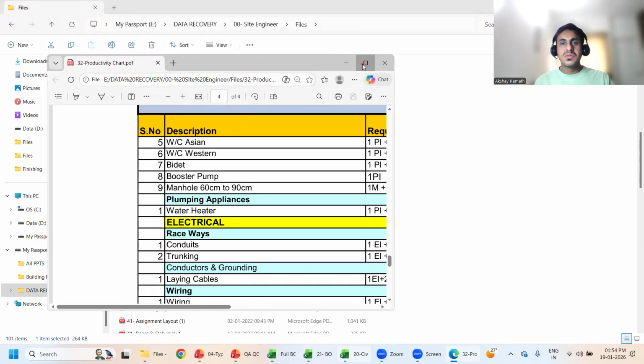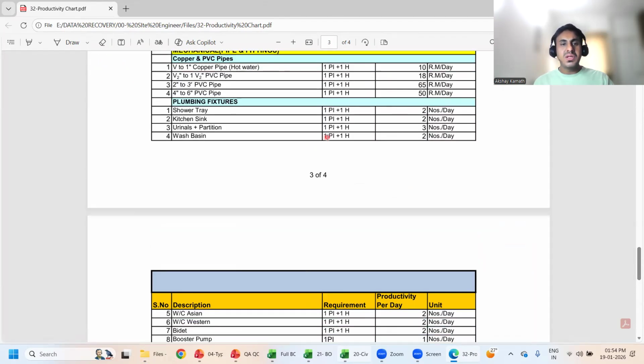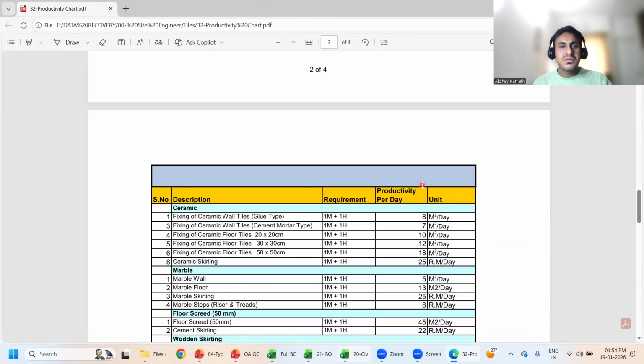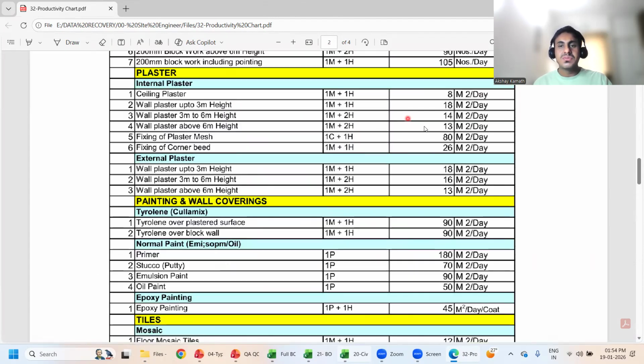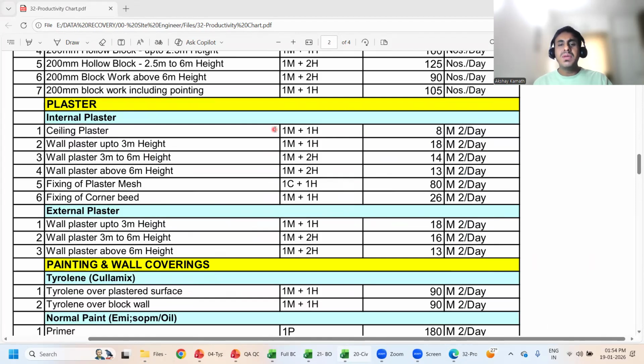So coming to the productivity, where is my plastering work? Yeah, plaster. So usually, if you see here, for ceiling plastering, one mason and one helper can do 8 square meter per day. Wall plastering up to 3 meter height, they can do 18 square meter per day. And if you go for external plastering also, up to 3 meter height, they'll do 18 square meter per day. And if it is 3 meter to 6 meter, they'll do 16 square meter.